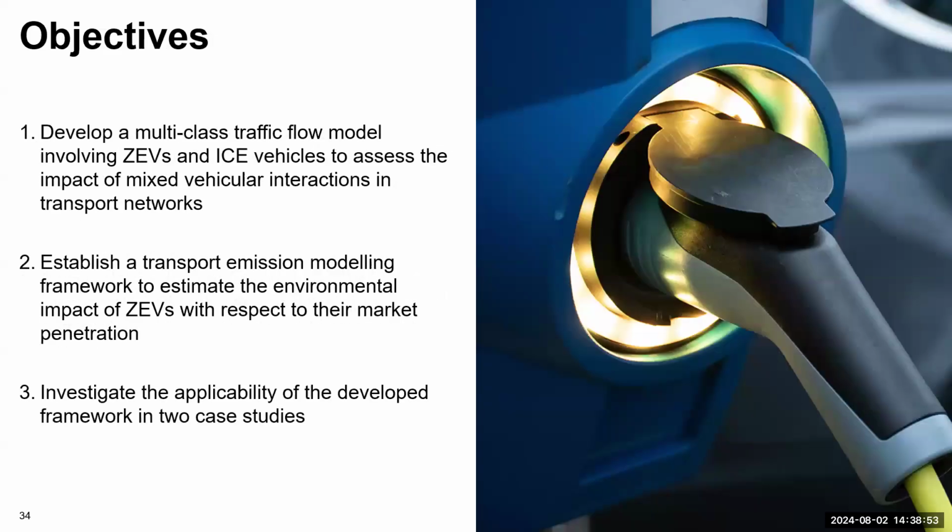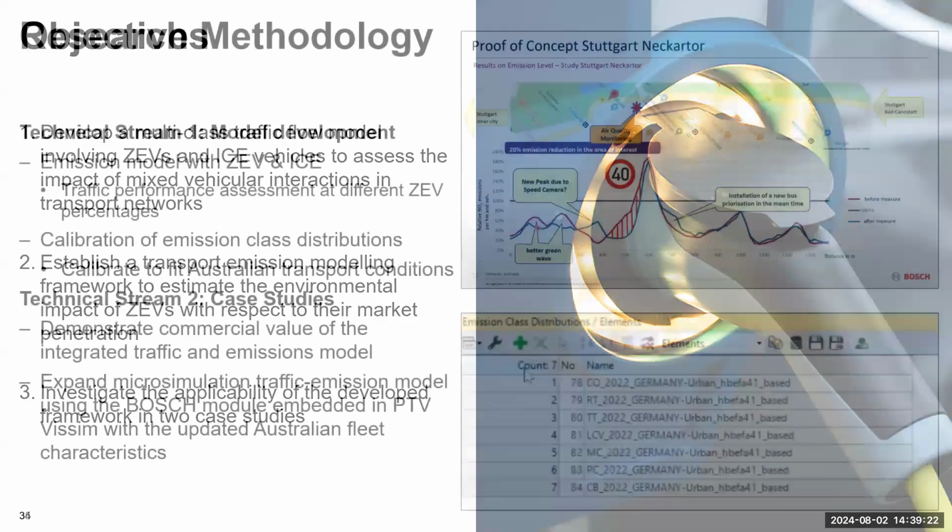So the objective of this study that we have framed is to develop a multi-class traffic flow model involving ZEVs and ICE vehicles. Of course, there will be different emission parameters for each of them. And how can you establish the transport emission modeling framework to estimate the impact of these zero emission vehicles based on, again, market penetration? And then we investigate the applicability of this framework in case studies.